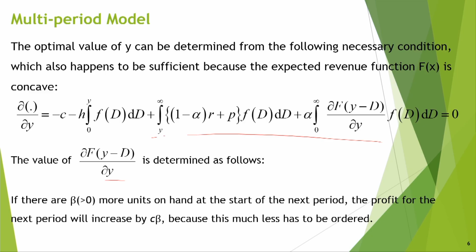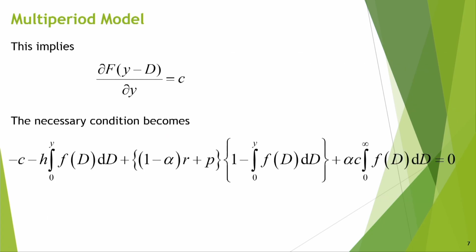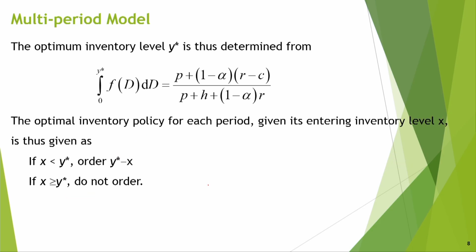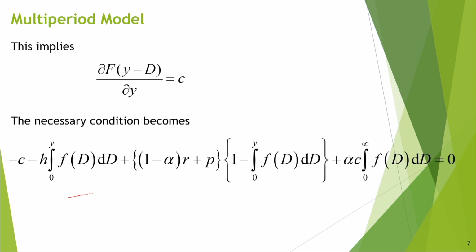If there are beta, which is greater than 0, more units on hand at the start of the next period, then the profit for the next period will increase by c beta. So, y minus d is something you can say is the excess quantity, and this you have to differentiate with respect to y. So, therefore, it will give the answer as c, because this much less has to be ordered. So, this implies that del f(y minus d) by del y is equal to c, then the necessary condition becomes this, and therefore the optimum inventory level y is determined from this, because it is the zero condition.